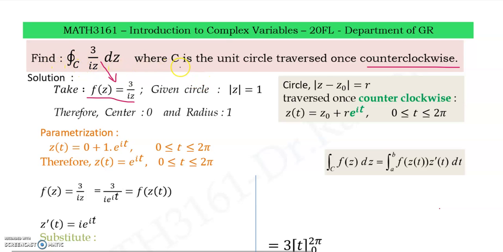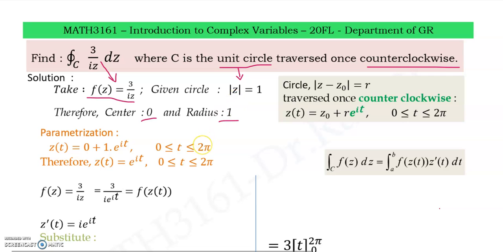Now here, what is the contour? The contour is a unit circle. A unit circle is nothing but center 0 and radius 1, that is modulus of z is equal to 1. This is the circle with radius 1 unit, that's why unit circle.